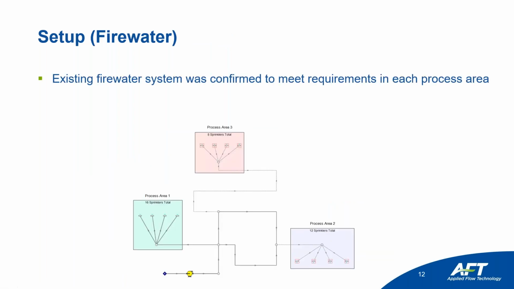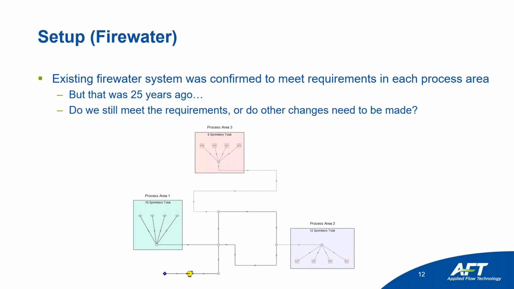So the setup: there's an existing Firewater system that was confirmed to meet requirements in each process area. Oh, but that was 25 years ago. So we have to reevaluate things and see, is it still a valid safety measure? 25 years, I have no idea if that's a realistic timeline. Just take what I say with a grain of salt. That's the story here, right? Answering the question, do we still meet the requirements, or do other changes need to be made? Just like the other example. So let's jump in.